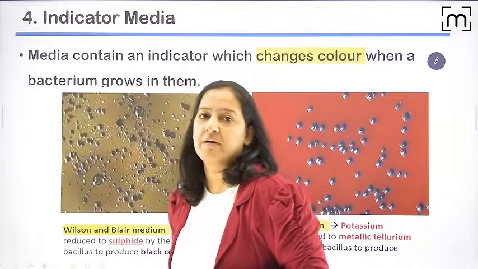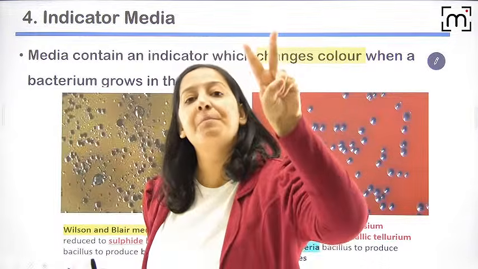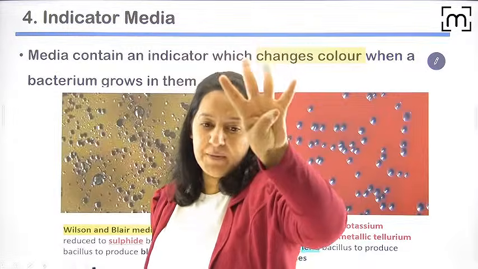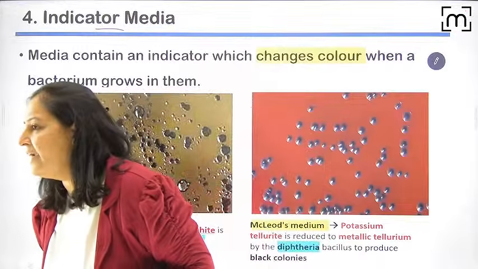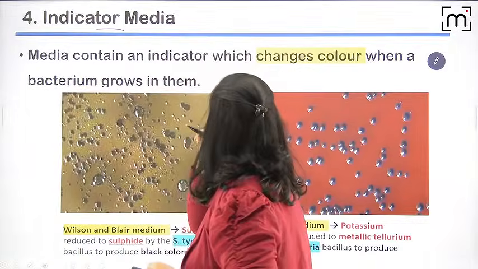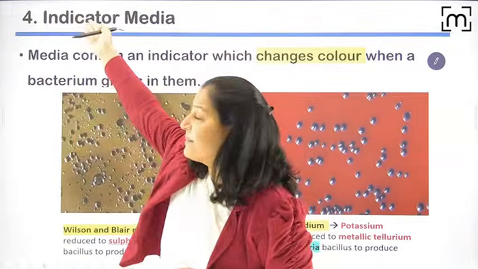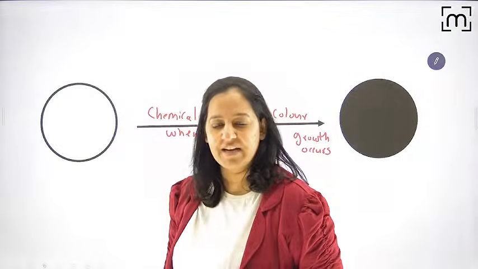Now coming on to the fourth one. We are done with enrichment and selective. Now I'm coming on to indicator media. The fourth one is the indicator media. Let's start indicator media. What is indicator media? The name itself depicts the meaning. What do you mean by indicator? Listen.